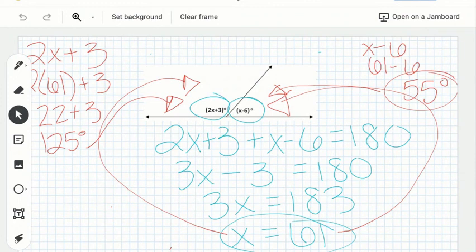Another way to go about solving this is if I would have solved for one side, I could have then subtracted it from 180 to determine what the other side was. So remember, in solving all of these missing angles, the very first thing that you need to do is determine what type of angle relationship you have going on with your problem. Hope this helps.